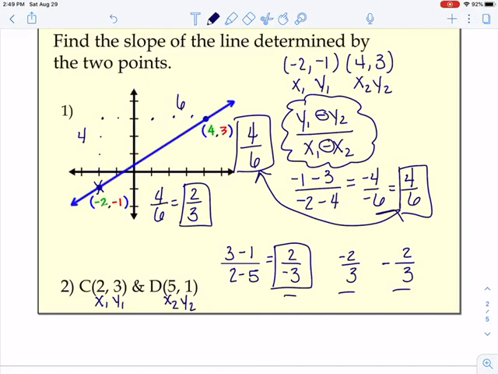The only thing that you can't do is you can't make it -2 over -3. Because again, if they were both negative, a negative divided by a negative would end up being a positive. But any of these three ways are perfectly fine.